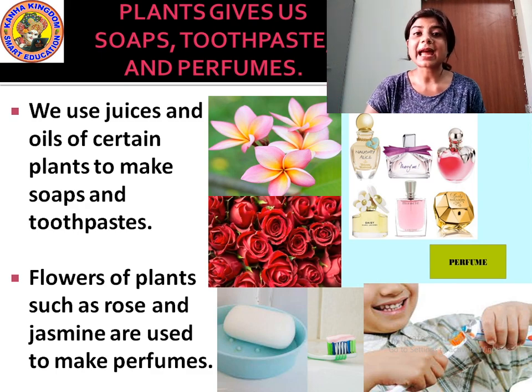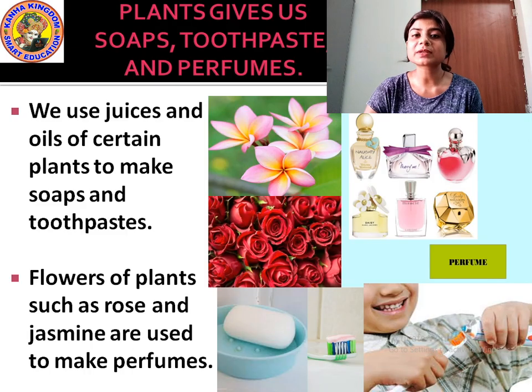Then comes plants that give us oil. Plants also give us oil, the oil that is used for cooking and oiling our hair. These oils are obtained from the seeds and fruits of the plant.